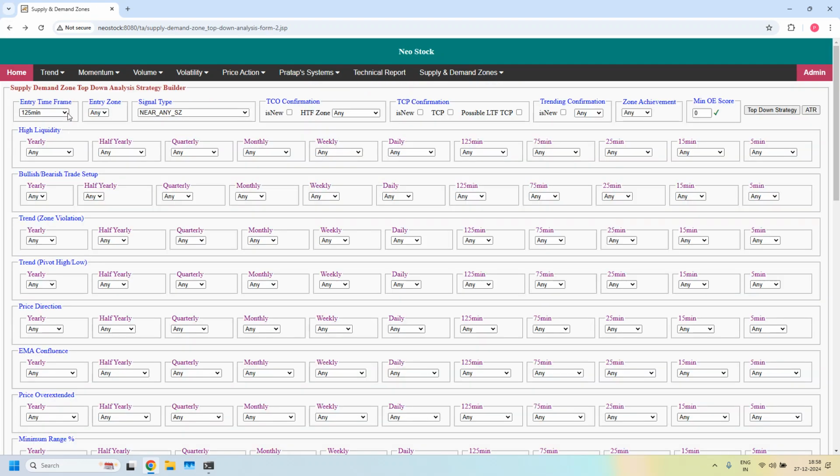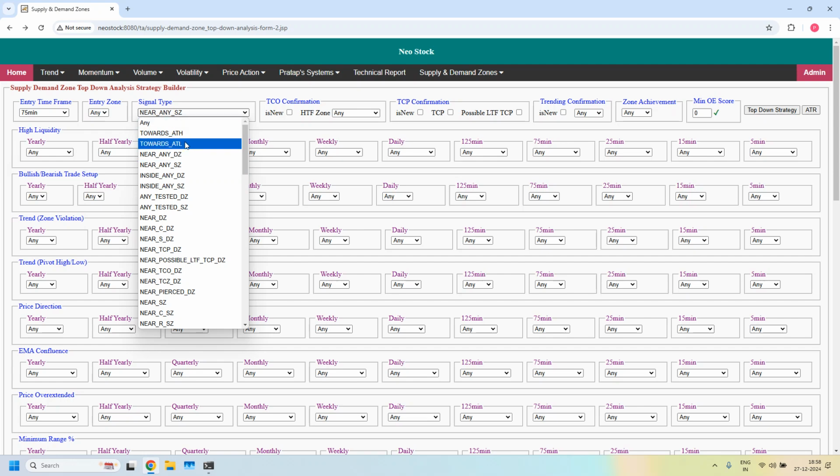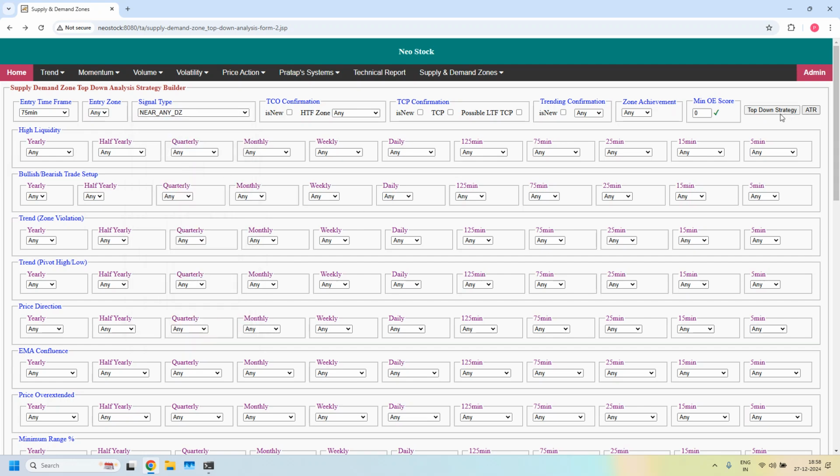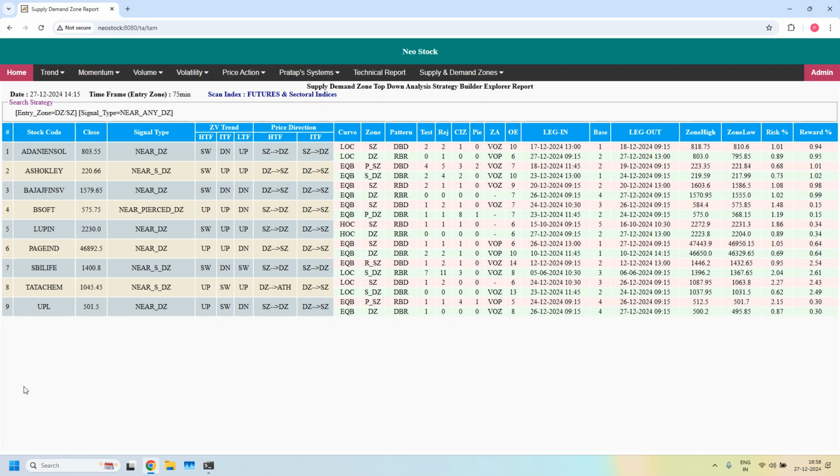Next time frame is 75 minutes. Entry time frame 75 minutes. Let us find the stocks near 75 minutes demand zone. 9 stocks are filtered. Let's identify the high liquidity demand zones from this list. Ashok Leyland is having a high liquidity demand zone, 75 minutes demand zone. SBI Life, Tata Chemicals. So we have identified 3 high liquidity 75 minutes demand zones from this list. Stocks near the demand zones.